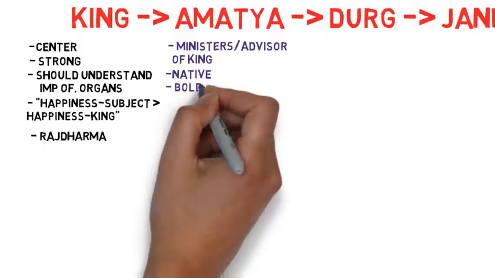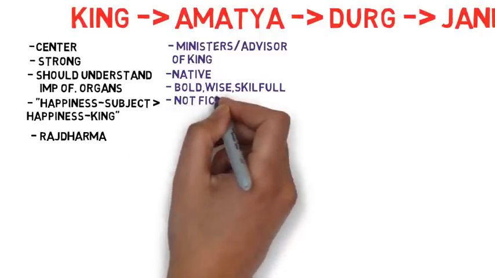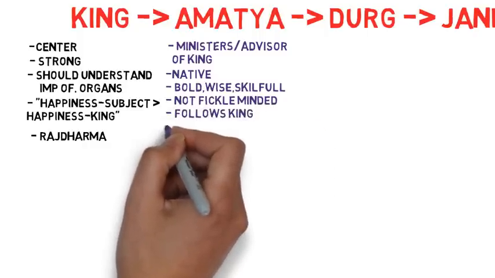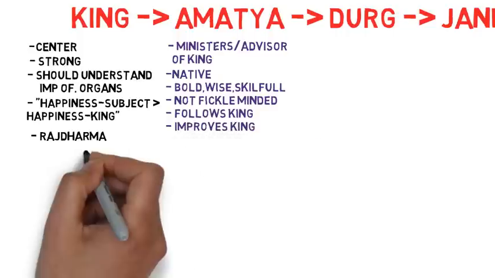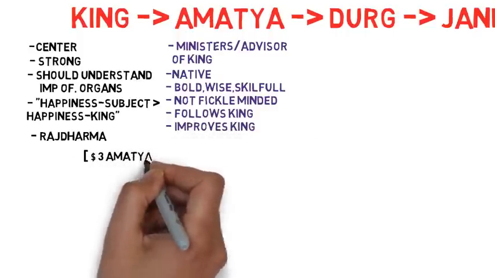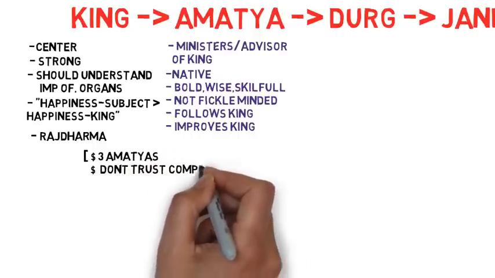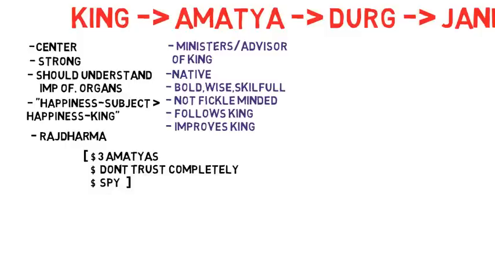Kautilya gives desirable features of the Amatyas: they should be a native man, must be bold, wise and skillful, not be fickle-minded, must follow the king, and must try to remove the defects in the king. Kautilya has also given practical guidelines to the king regarding Amatyas, that a king should have at least 3 Amatyas. It is difficult to control one Amatya. 2 Amatyas can join hands against the king, hence there should be at least 3 Amatyas so that one can at least be in favor of the king.